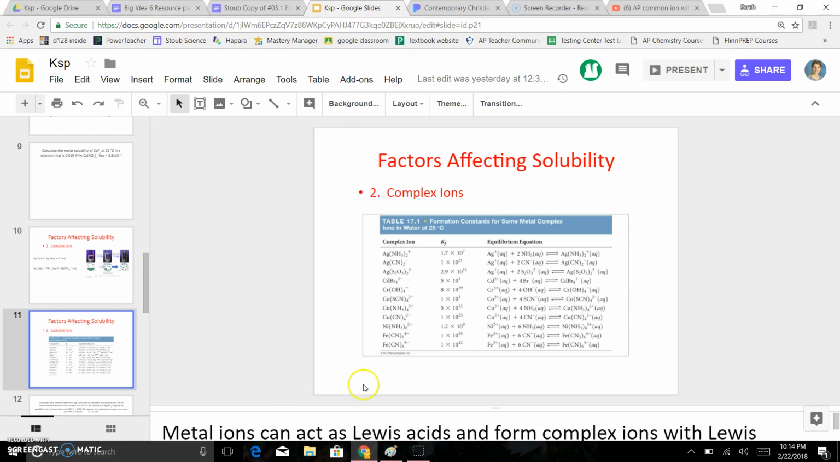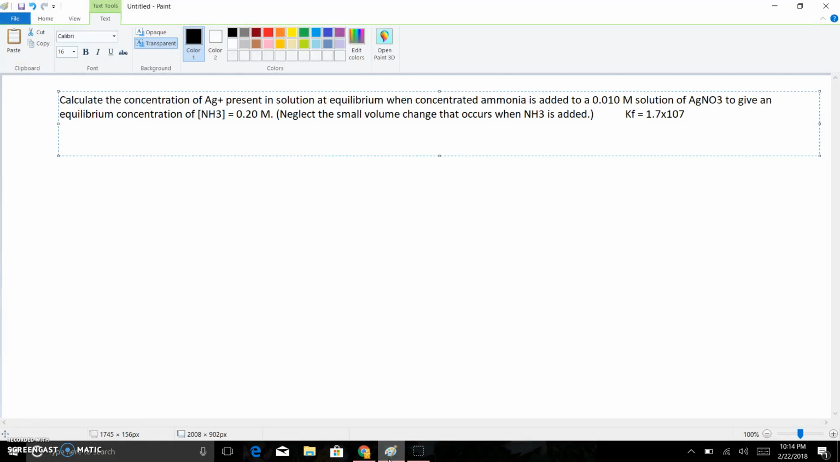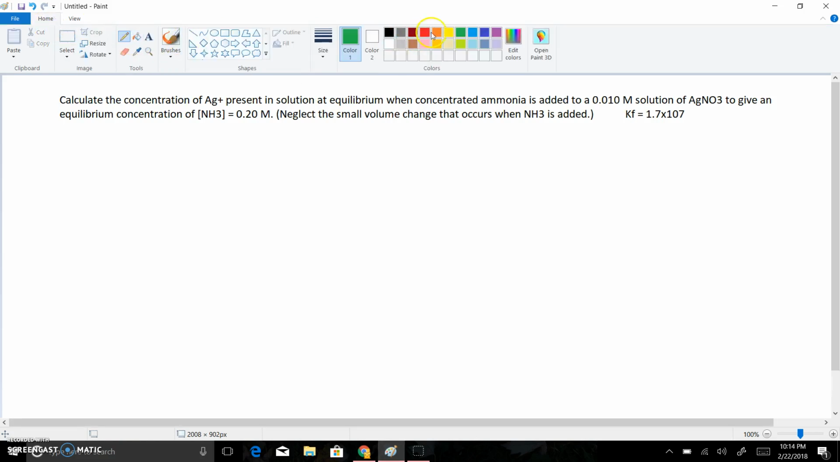Let's take a look at the question. Here we go. Okay, so these ones are a little weird. Calculate the concentration of Ag+ present in solution at equilibrium when a concentrated solution of ammonia is added, so that's exactly the example I was talking through, what happens with the silver. The first thing that I want to look at is the Kf they give me. So I'm going to write the complex ion's equilibrium equation and the equilibrium expression.